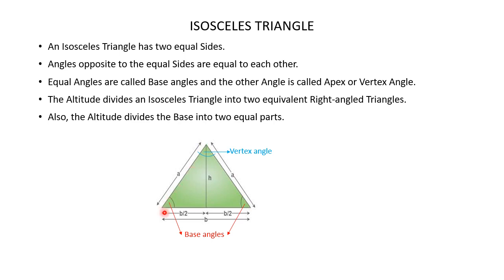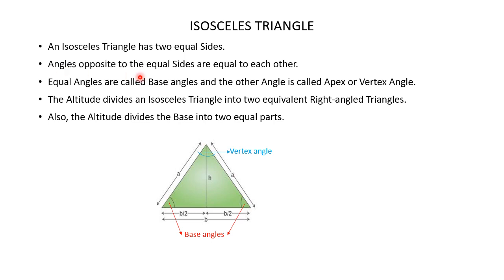So this is an isosceles triangle. Here two sides are equal. So this side and this side are equal. Let's assume that each of these sides is A. So this side is A and this side is A. Let's assume that the third side is the base of the isosceles triangle and let it be equal to B.